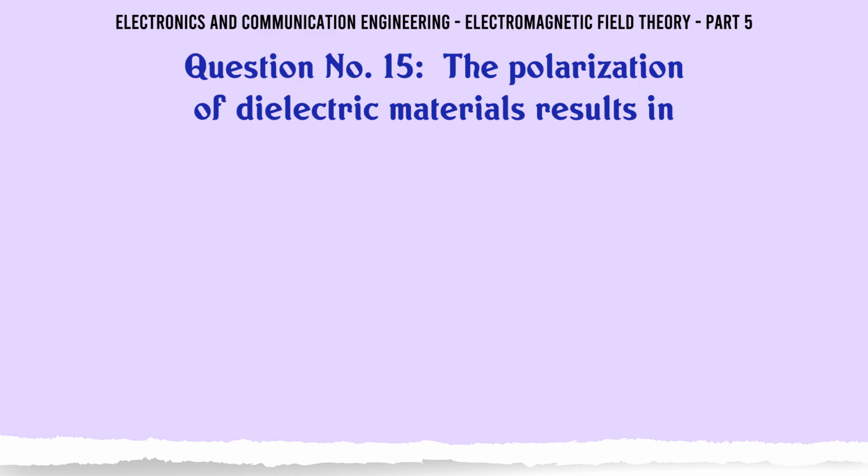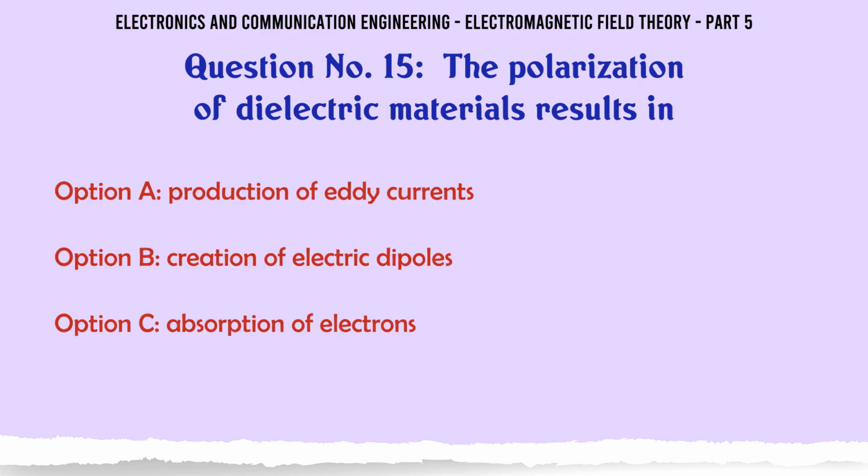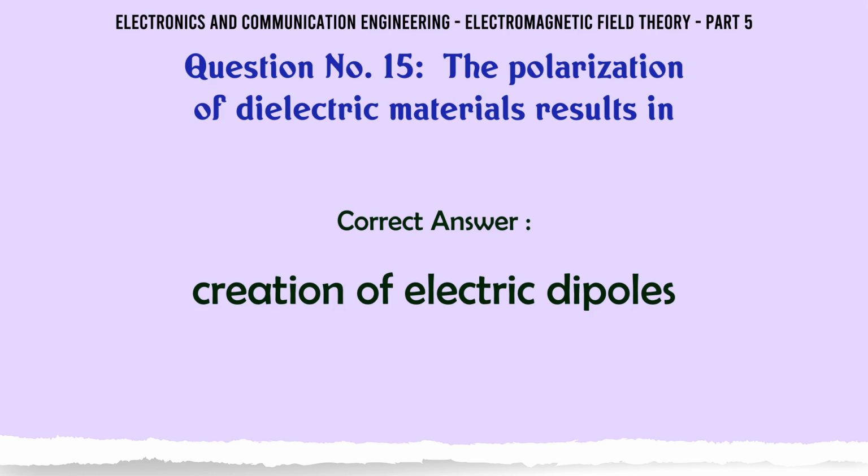The polarization of dielectric materials results in A. production of eddy currents. B. creation of electric dipoles. C. absorption of electrons. D. release of high velocity protons. The correct answer is creation of electric dipoles.